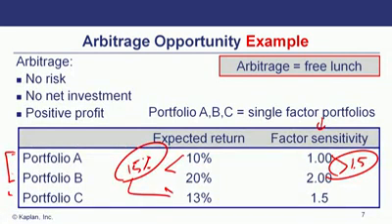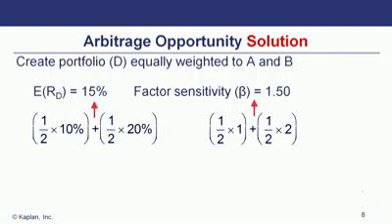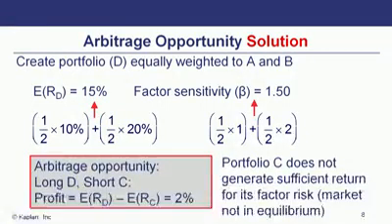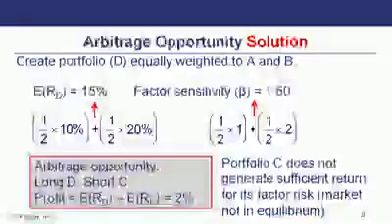Well, hopefully you can see the problem with that, right? You have portfolio C down there, which has the same risk as the new portfolio that we're creating, 1.5, but it has a lower return. So the equally weighted portfolio between A and B, that's our new portfolio D. You can see here the math behind it: the expected return on the portfolio is 15%, and the factor sensitivity of the portfolio is 1.5. So what do we want to do? Well, we have these two portfolios that have identical risks, a factor sensitivity of 1.5, but different returns.